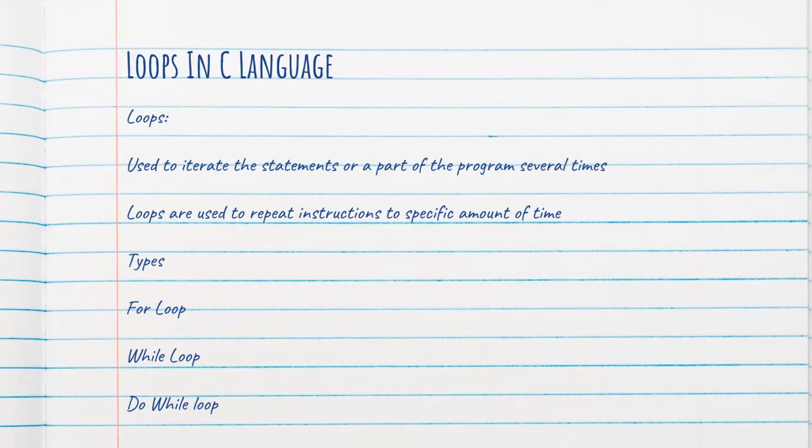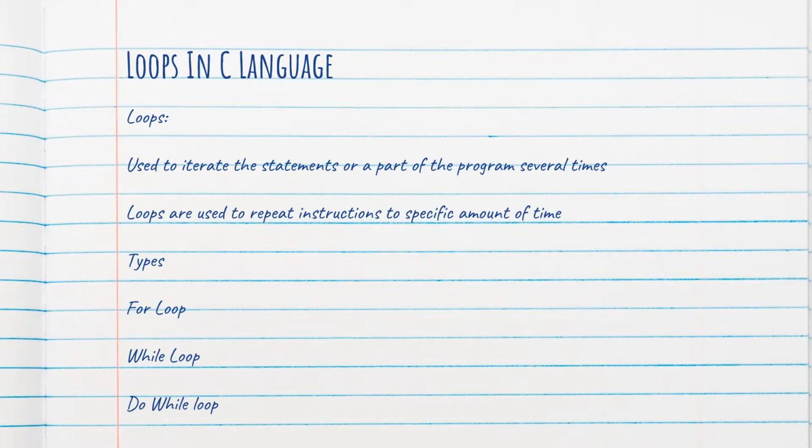In this tutorial, we are going to discuss loops in C language. Loops are structures that are used to iterate the statements or a part of a program several times. Whenever we want to repeat something again and again, we can do it with the help of loops.